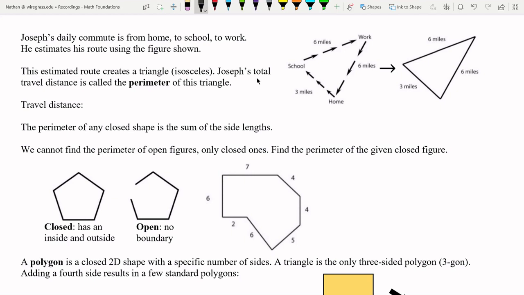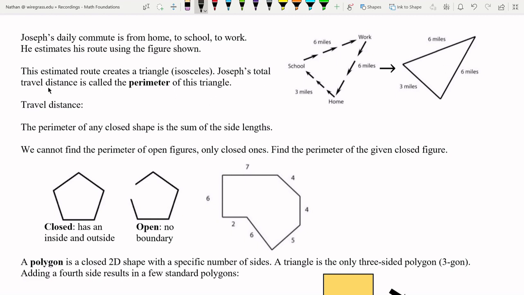Joseph's daily commute is from home to school to work, and his route estimates this pattern here. If we make a solid line through here, of course, this is a triangle that we have, and it's an isosceles triangle since we have two sides of the same length.